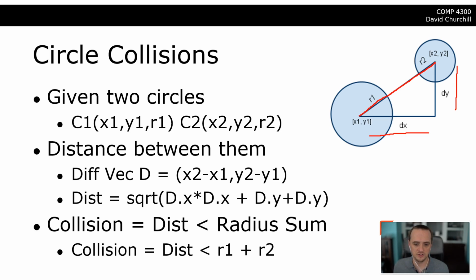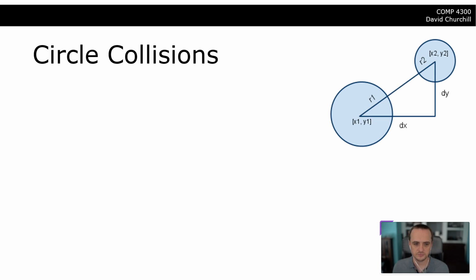And now we want to take the length of that vector, which of course is Pythagoras. And then all we have to do is realize that if the distance between the 2 circles is less than the sum of their radiuses, then there's a collision. Really super simple. So again, this collision is a Boolean value, and if the distance is less than r1 plus r2, then there's a collision. That's it. Really, really simple for circles. Circles are by far the easiest things to detect collisions.